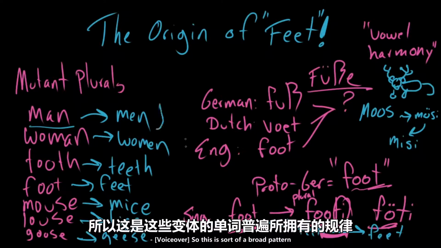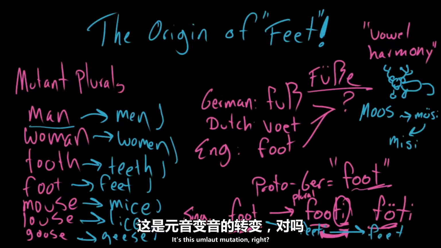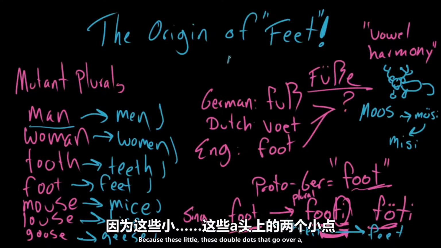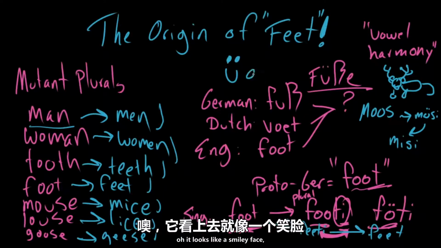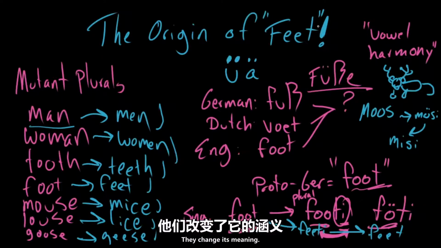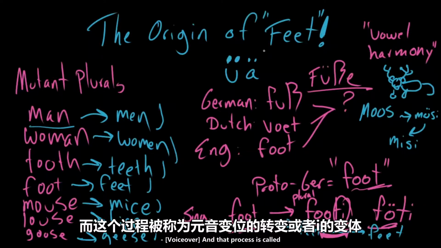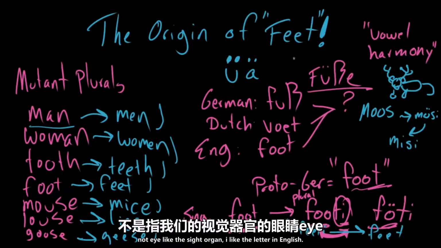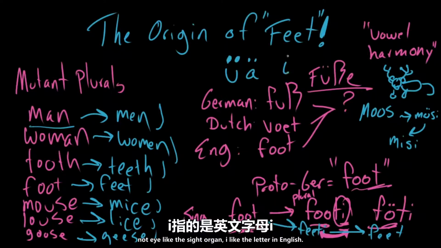So this is sort of the broad pattern these mutant words all take, this umlaut mutation, right? Because these double dots that go over a vowel, it looks like a little smiley face, change its color, right? That change its meaning. And that process is called either umlaut mutation or I mutation. Not I like the sight organ, I like the letter in English.